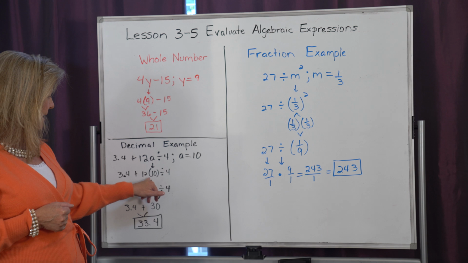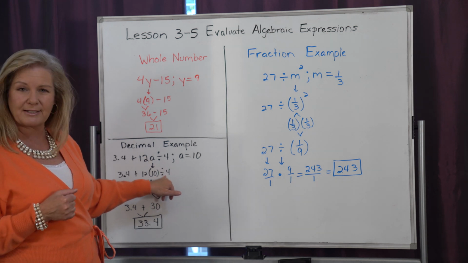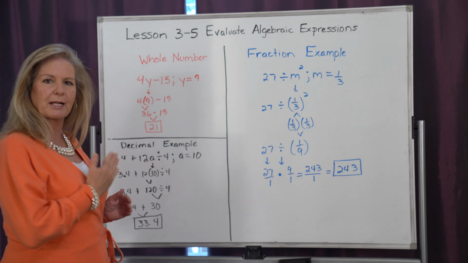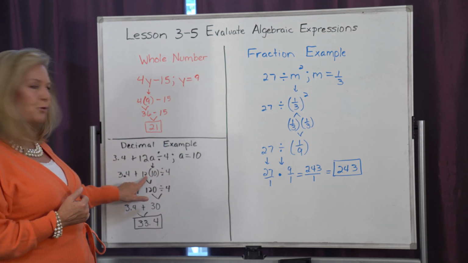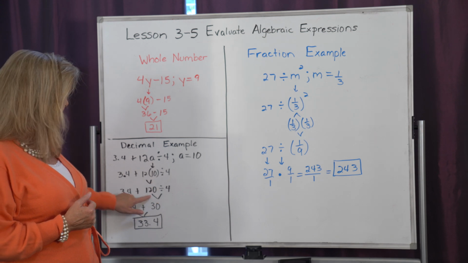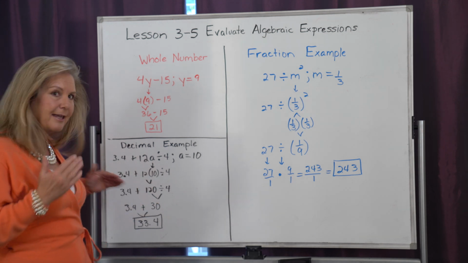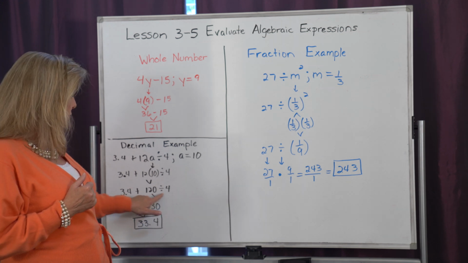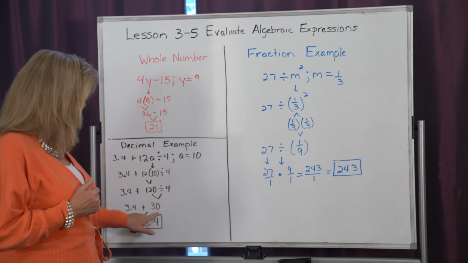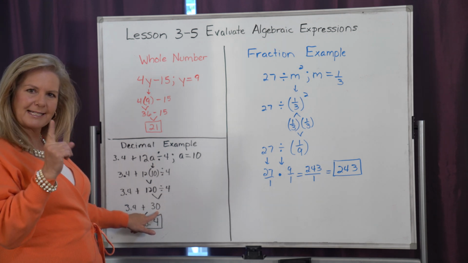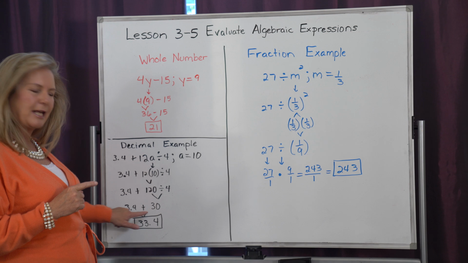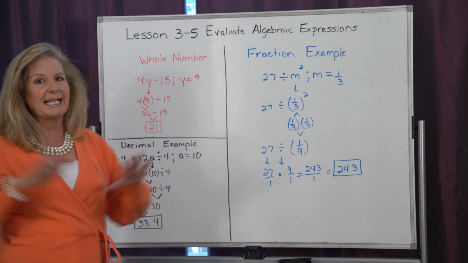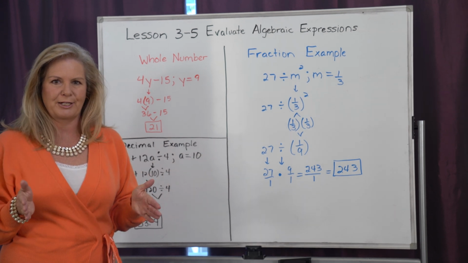Well, I have an addition, I have a multiplication, and I have a division. Well, you have to do multiplication and division first, and you always work left to right. So I must do 12 times 10 first, which is 120. Then my second step is I can do that division, 120 divided by 4, which is 30. And my very last step then is to do that addition, and 30 plus 3 4/10 is 33 4/10. So the key is the order of operations.